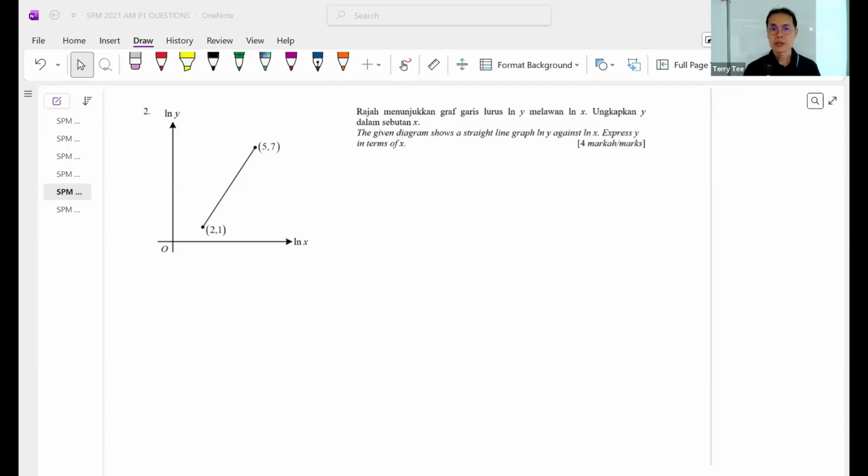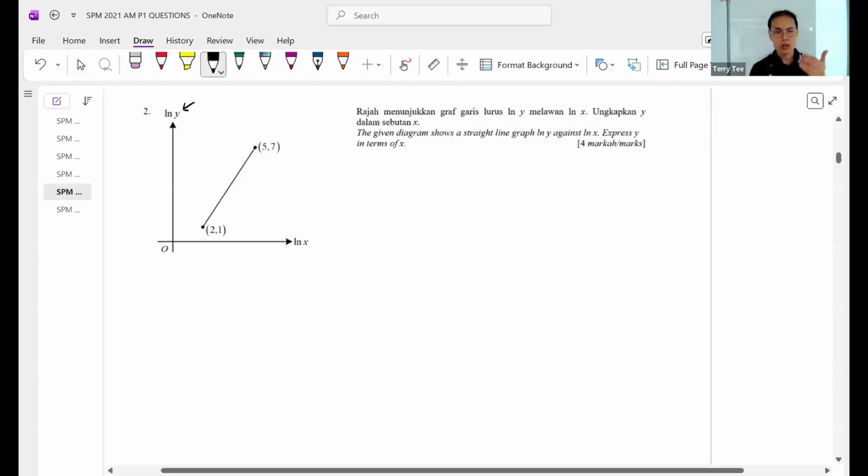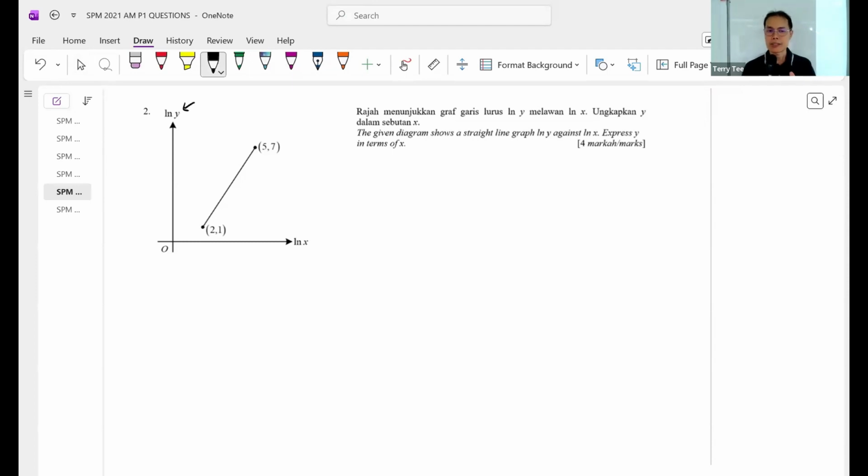Okay, this is Form 4, Chapter 6, Linear Law. Diagram shows the graph of the straight line graph of ln y against ln x. Express y in terms of x. So it's a classic linear law question. However, notice that the graph here, right, the y-axis is given in terms of ln, and instead of the normal logarithm base 10, we use log base e. Yeah? Ln is log base e.